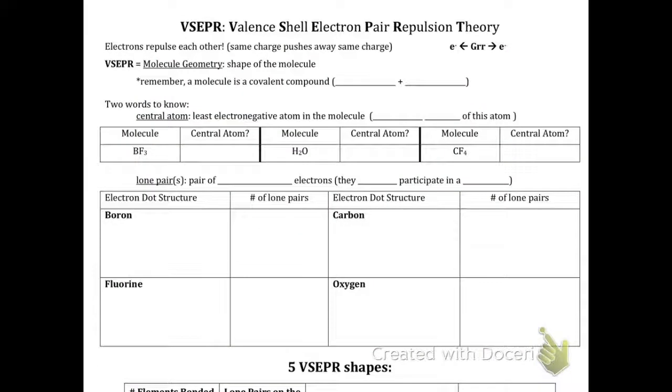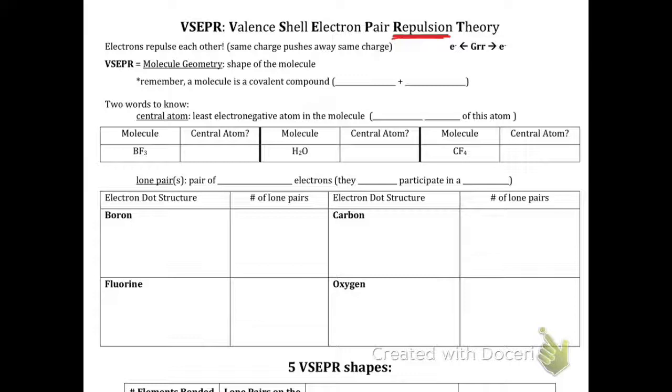So let's learn about what VSEPR is and how we can apply it to the pictures that we just drew. VSEPR is short for valence shell electron pair repulsion theory. Basically, the key word here you want to focus on is repulsion. Okay, electrons do not like other electrons. Basically VSEPR is the shape of a particular covalent compound because electrons do not like other electrons.